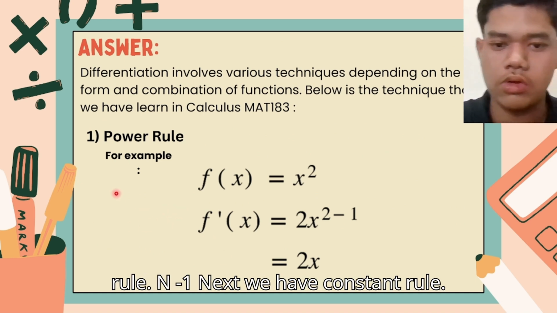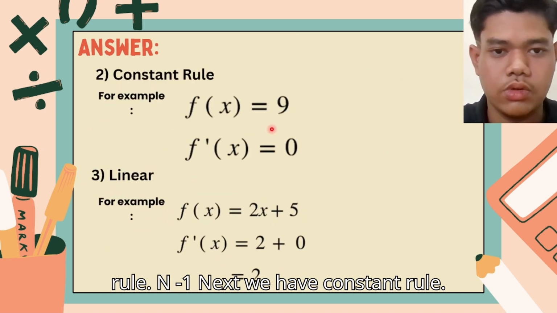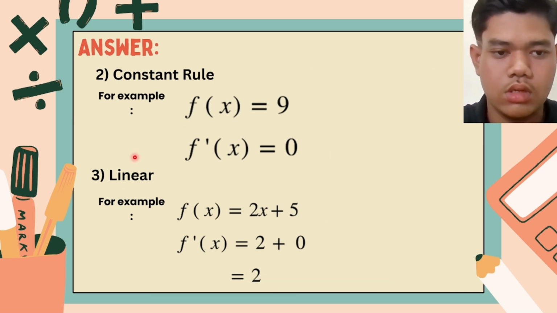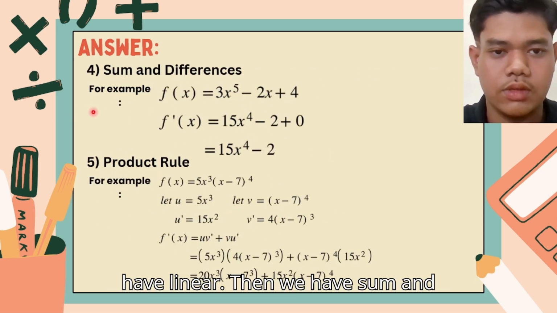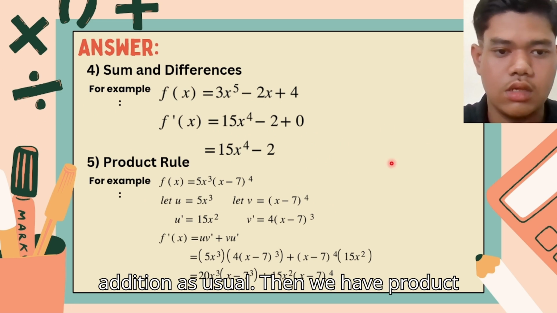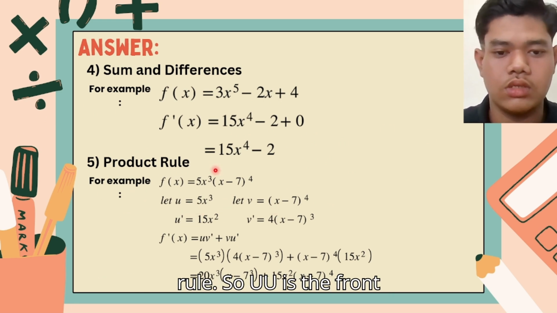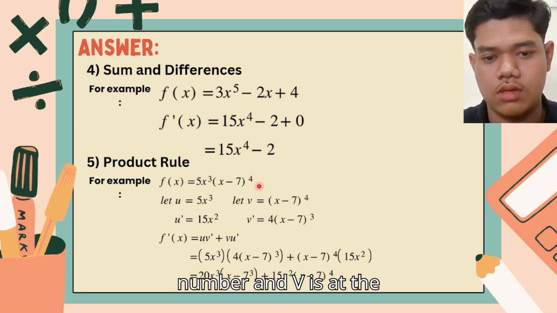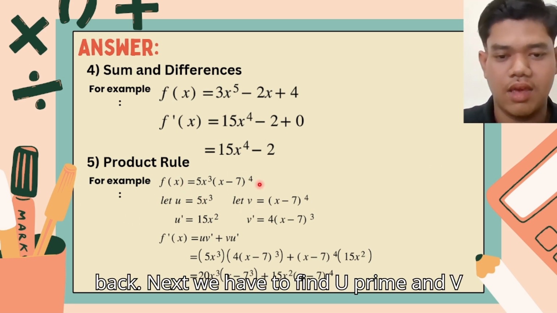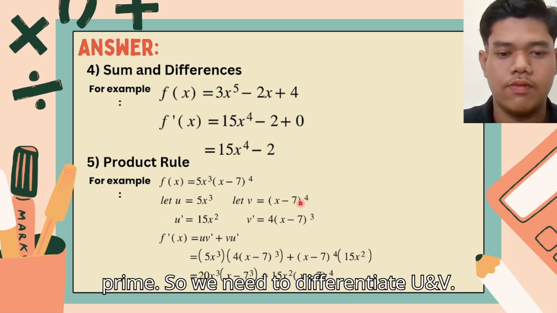The first one is the power rule, n minus 1. Next we have the constant rule, every constant will equal 0. Next we have linear. Then we have sum and differences, the subtraction and addition as usual. Then we have the product rule. U is the front number, then V is at the back. Next, we have to find U prime and V prime. So we need to differentiate U and V.